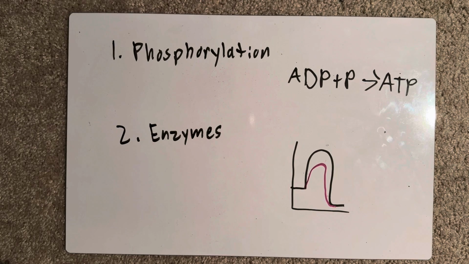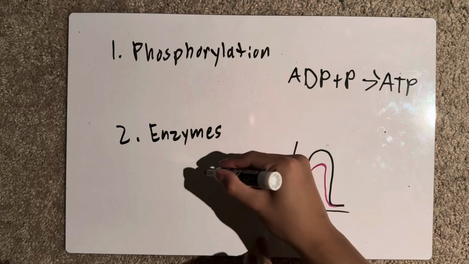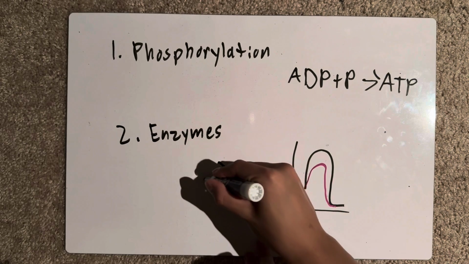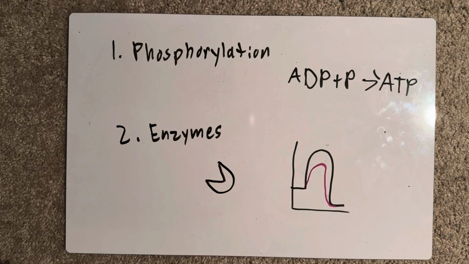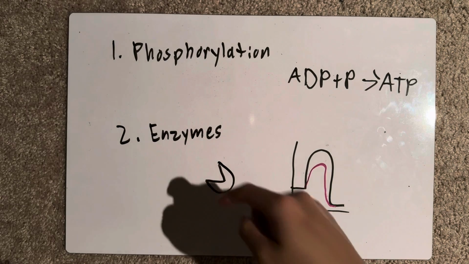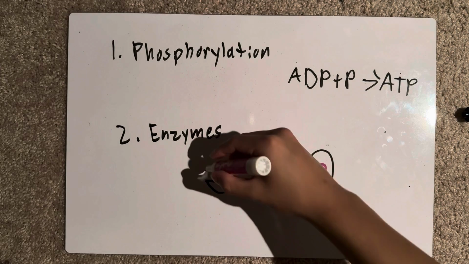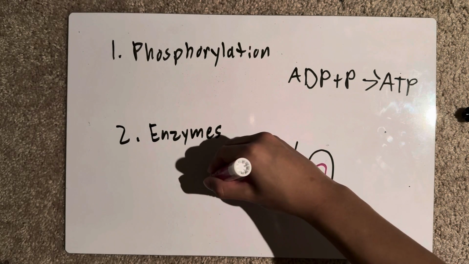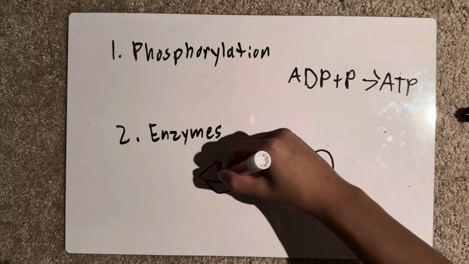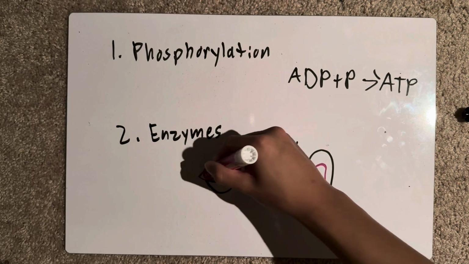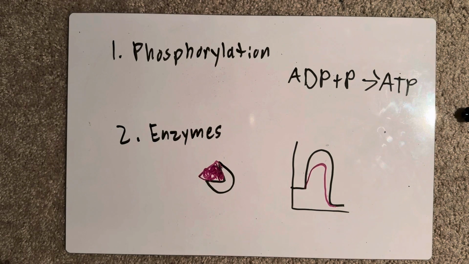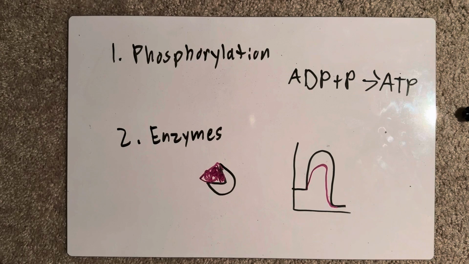Enzymes work by a substrate attaching to the active site of an enzyme. For example, if you have the enzyme, it has a pocket to where the substrate will attach to. That is called the active site. The substrate should be in a perfect shape to attach to the active site. This creates the substrate enzyme complex, which makes the reaction happen.